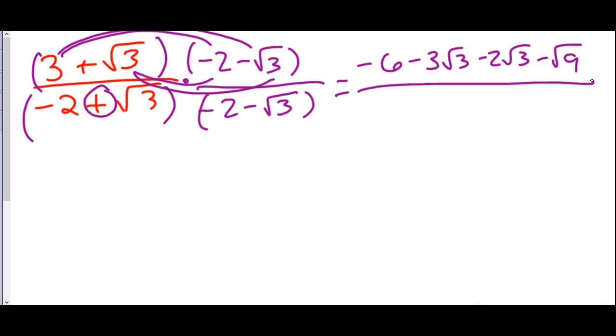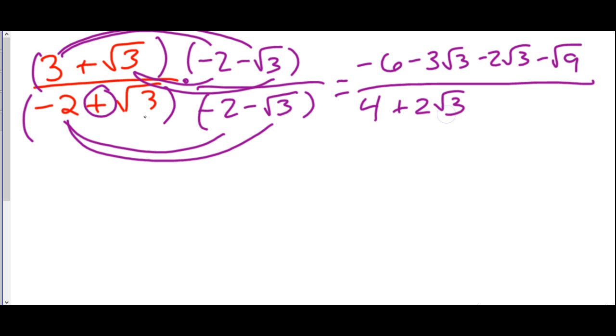Over. Negative 2 times negative 2 is positive 4. Negative 2 times negative square root 3 is positive 2 square root 3. Positive square root 3 times negative 2 is negative 2 square root 3. And positive square root 3 times negative square root 3 is negative square root 9. Here, we'll have these cancel again. That's the whole purpose of our choice of the conjugate, is because those middle things will cancel.